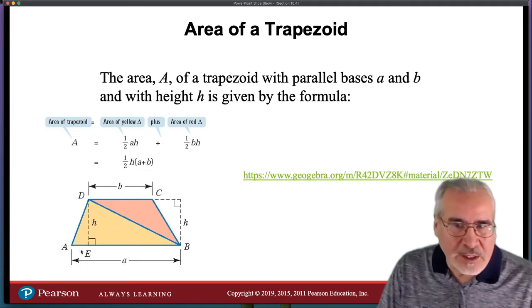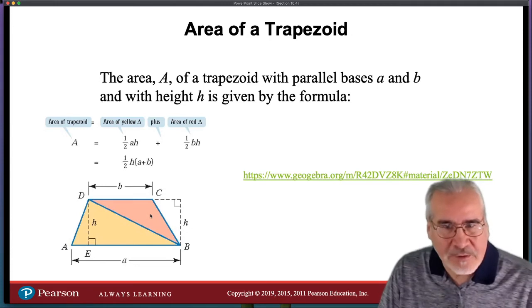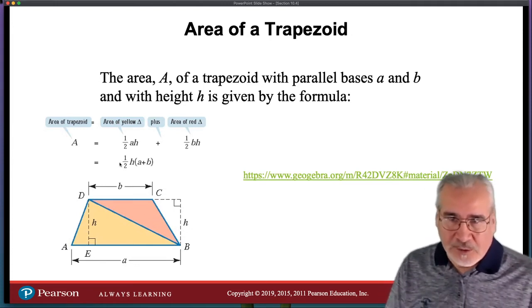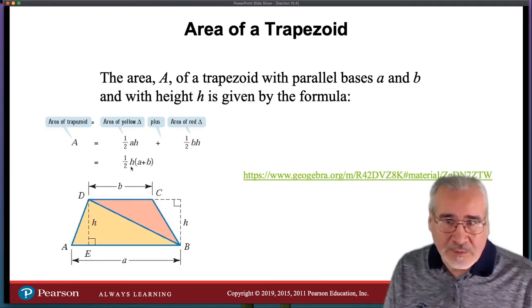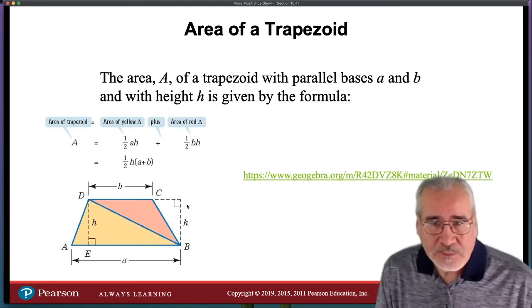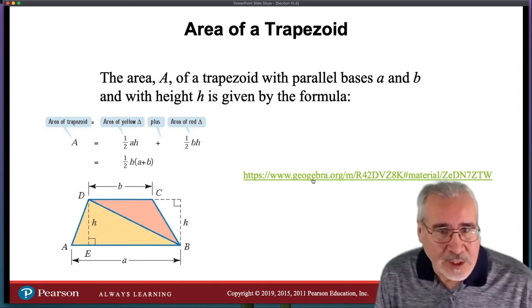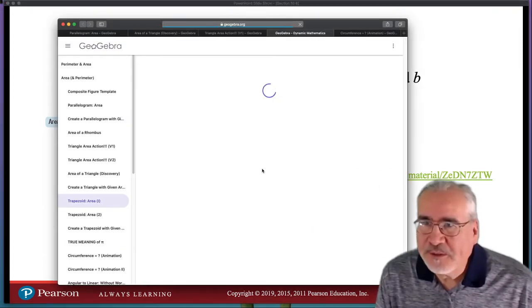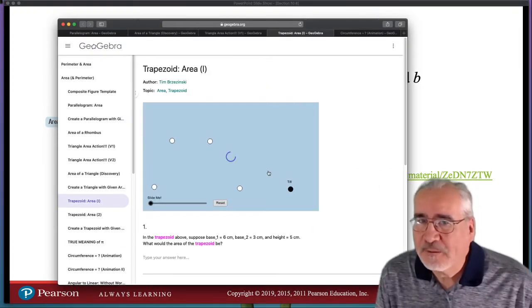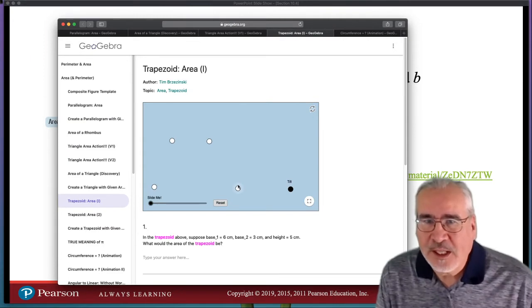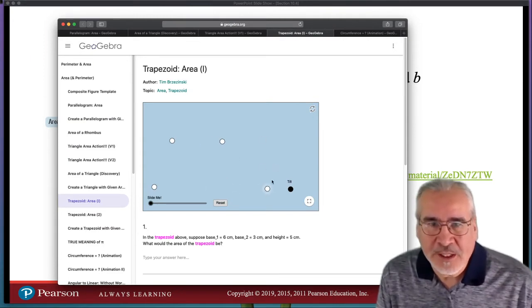You need the base times the height and the base times the height, but remember that's half of that for both of those. So the area ends up being half the height with the bases added together. And to kind of show you that, we've got one more animation. I like this one because you could make really any kind of trapezoid you might like to make.